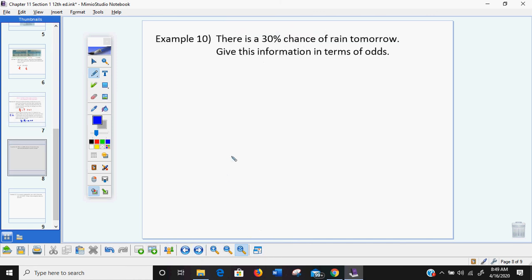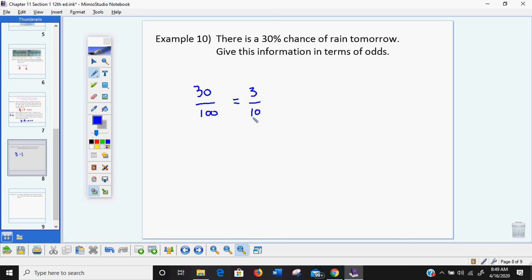All right, so let's look at example 10. On this one, it says there's a 30% chance of rain tomorrow. Okay, percentages are over 100. So if we wrote that as a fraction, that would be 30 over 100, which is 3/10. We want to give this information in terms of odds. So this is the total opportunities that we're asking for. Chance of rain, 3, over the total possibles, 10. So 3 out of 10.